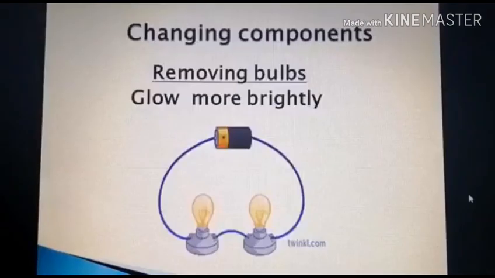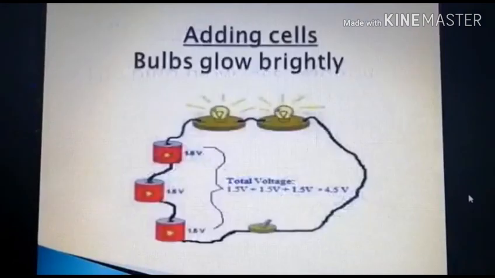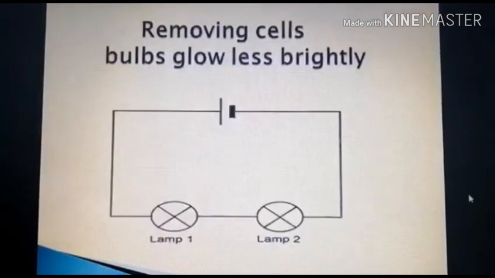To summarize, removing or adding bulbs in a circuit causes them to glow more or less brightly. Adding or removing cells used in a circuit causes the bulbs to glow more or less brightly.